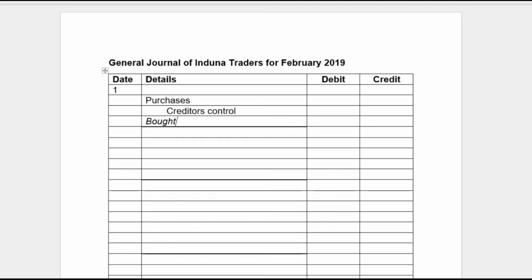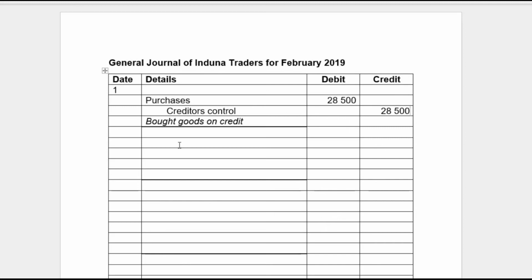You can say bought goods on credit, or goods purchased on credit, no problem. Or goods bought on credit, right? So the amount will be 28,500 there, and then you also put 28,500 there.